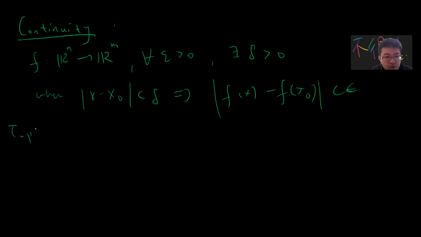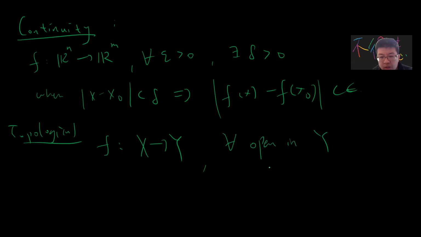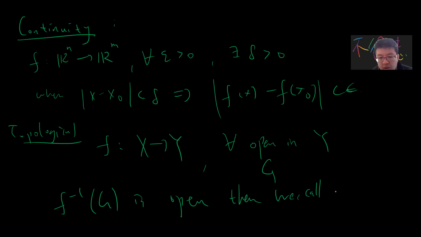Okay, so let's talk about the topological definition. Somebody gives you two topological spaces X and Y, so there is an open set of X and an open set of Y. The definition is that for every open set G in Y, f inverse of G is open. Then we call f continuous on X. So the inverse image of an open set is open.